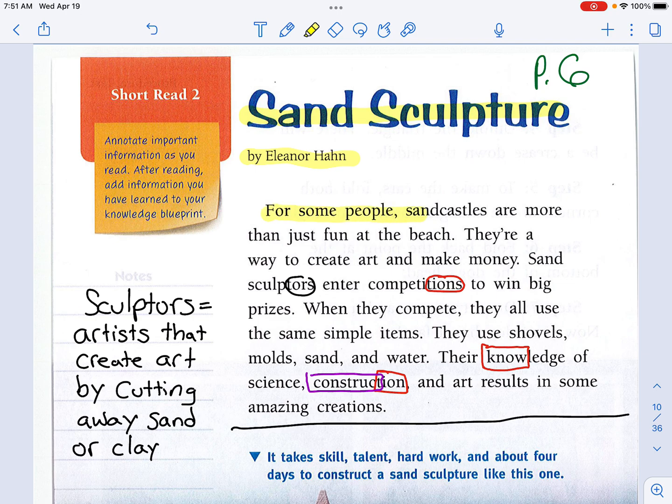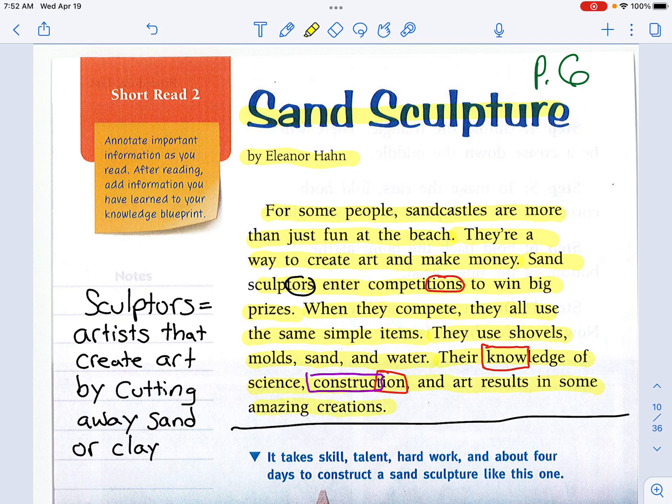For some people, sandcastles are more than just fun at the beach. They're a way to create art and make money. Sand sculptors enter competitions to win big prizes. When they compete, they all use the same simple items. They use shovels, molds, sand, and water. Their knowledge of science, construction, and art results in some amazing creations.